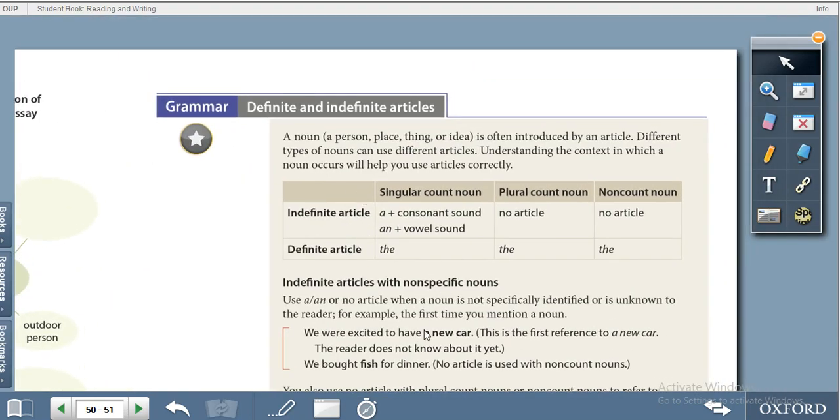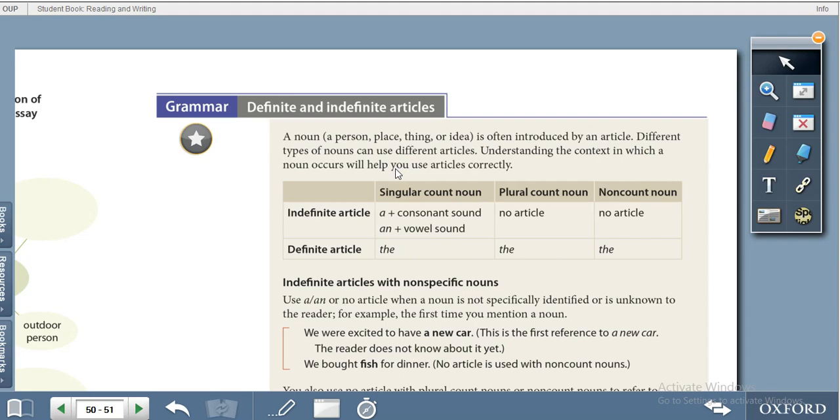Okay, then the topic, grammar. This is important: definite and indefinite articles. As you know, we have three articles in English: a, an, and the.